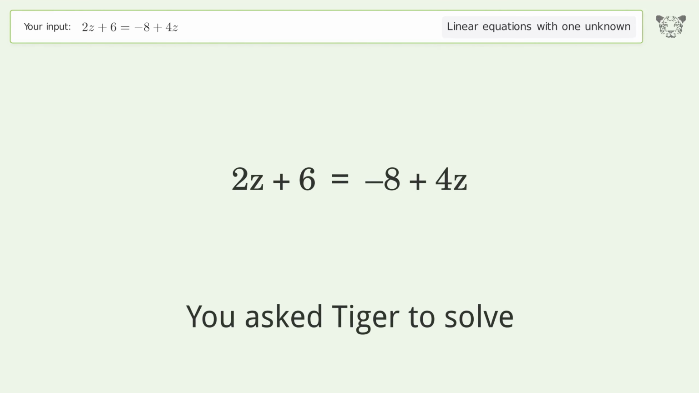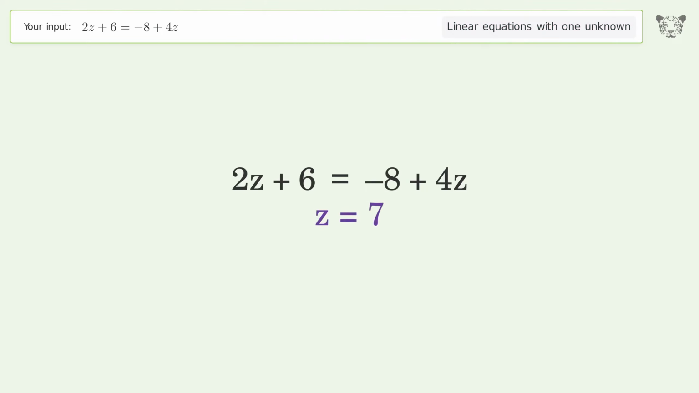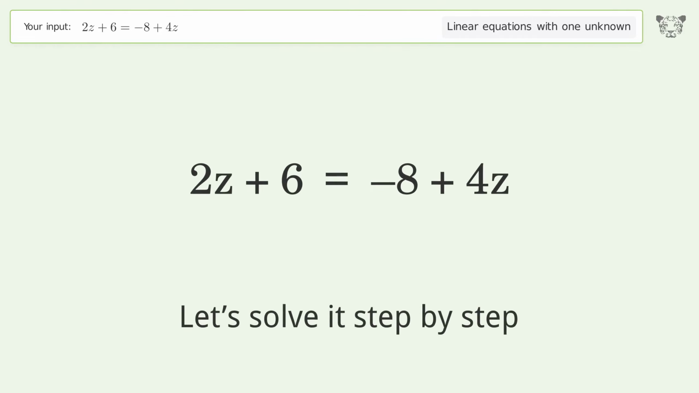You ask Tiger to solve. This deals with linear equations with one unknown. The final result is z equals 7. Let's solve it step by step.